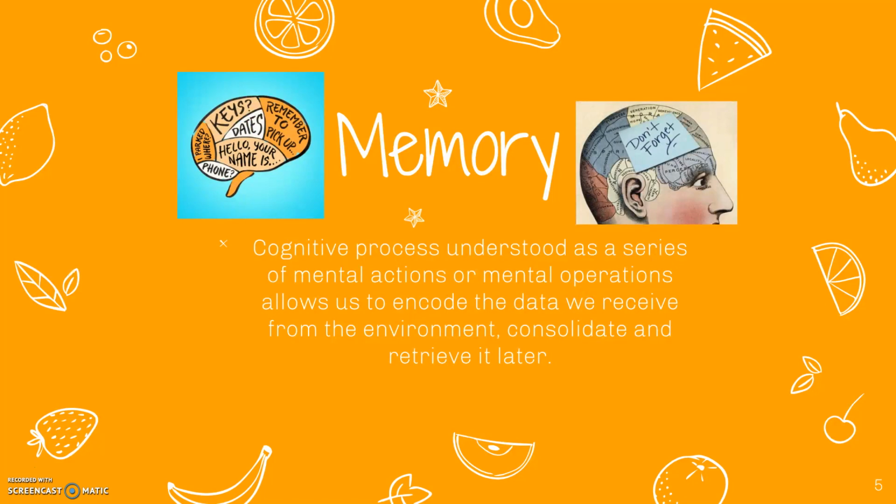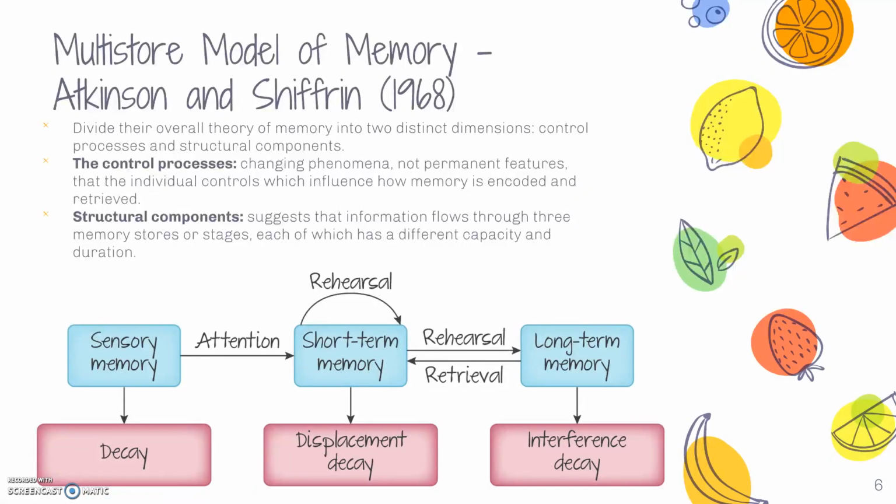So memory is often understood as a series of mental actions or mental operations that allows us to encode the data we receive from the environment, consolidate, and retrieve it later. And there are many theories regarding memory and how it works. It is very impressive that we can store so much information in our brains. One of these models was developed by Atkinson and Shiffrin in 1968, known as the multi-store model of memory.